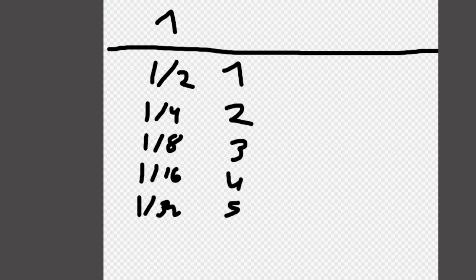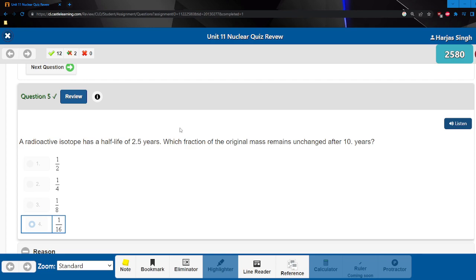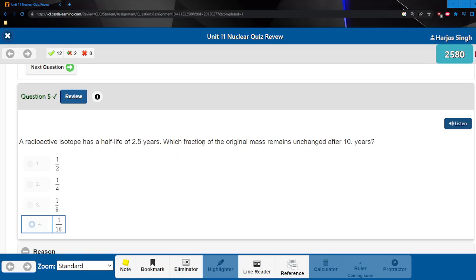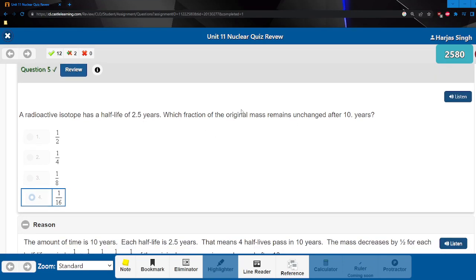So now in regards to the question, 2.5 years, what fraction of the original mass remains unchanged after 10 years? Divide 10 by 2.5, and that should give you 4. Now you want to refer to the fractions you made, which is right here. So you go 1, 2, 3, 4: 1/16th.